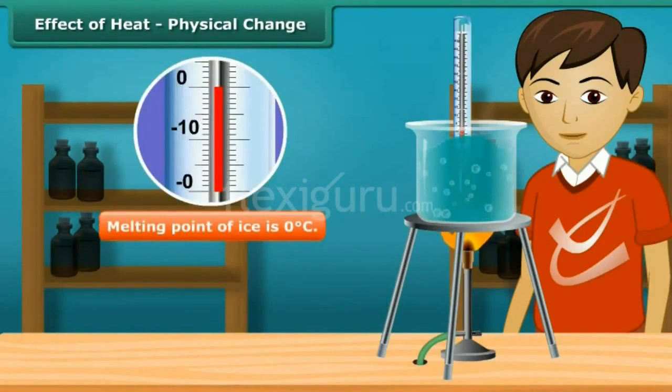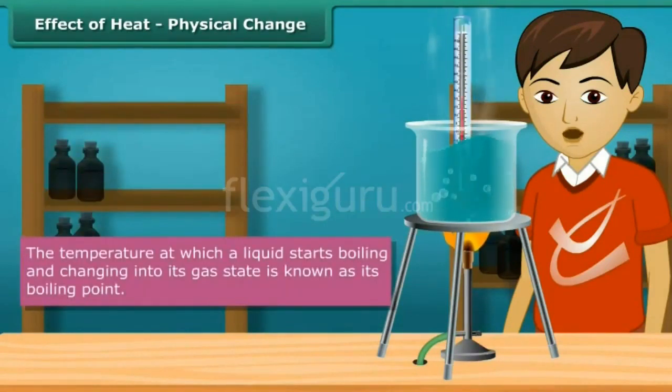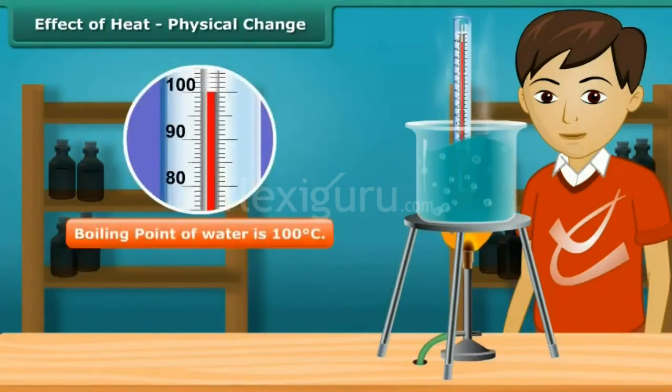Melting point of ice is 0 degrees Celsius. The temperature at which a liquid starts boiling and changing into its gas state is known as its boiling point. Boiling point of water is 100 degrees Celsius.